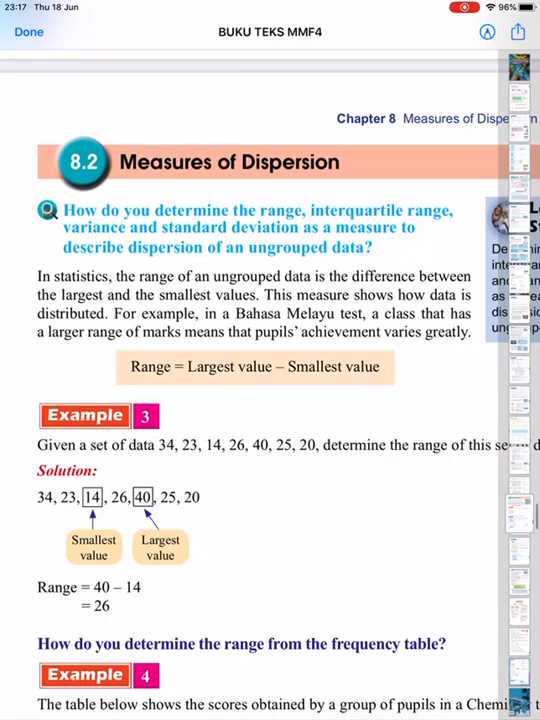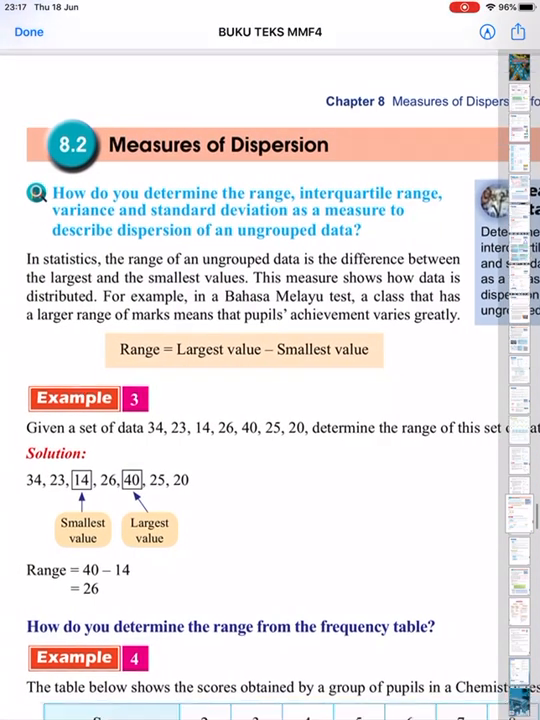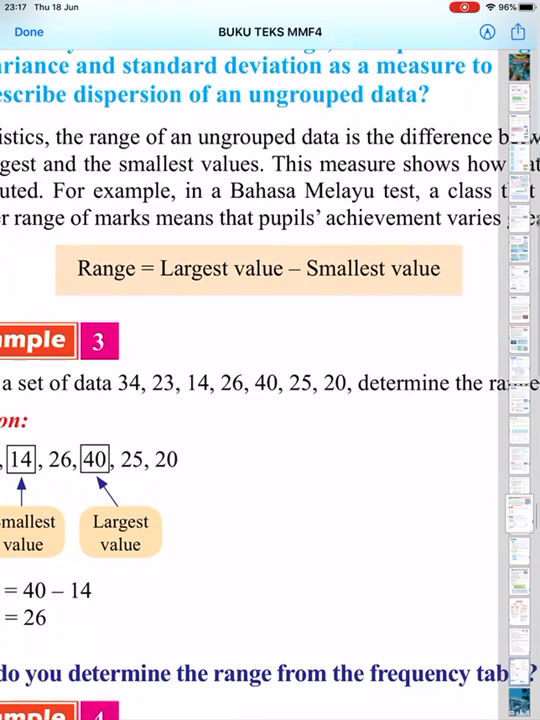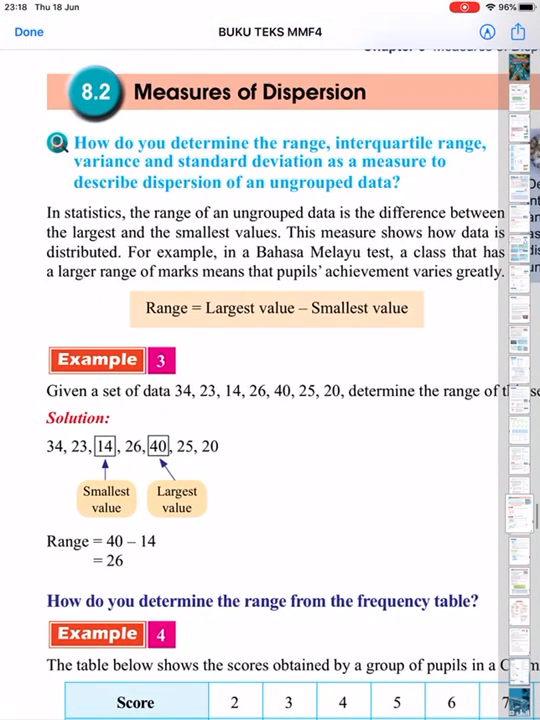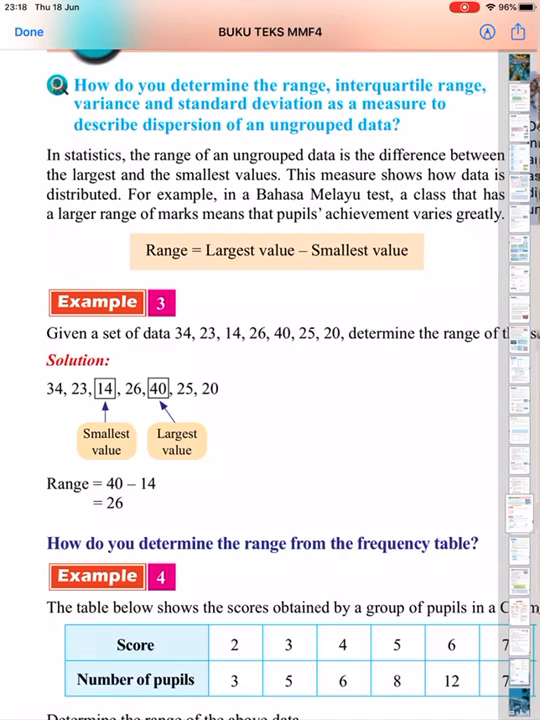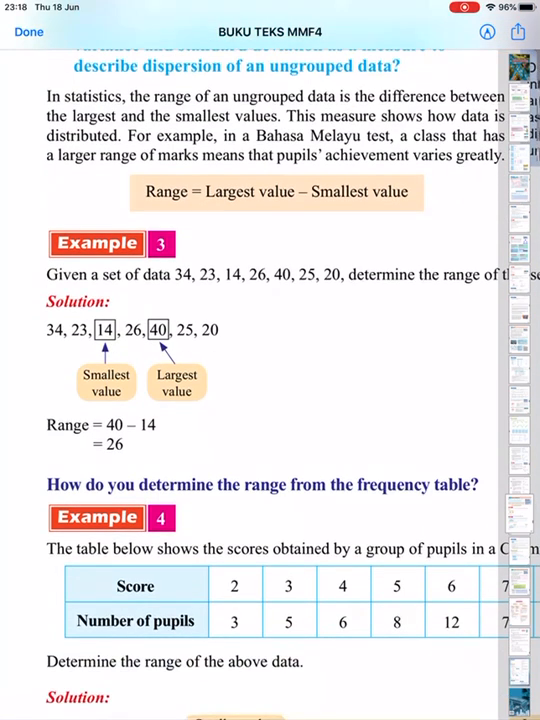Okay, look at example 3 here. Given a set of data 34, 23, 14, 26, 40, 25 and 20. So you must determine the smallest value and the largest value of the data. Then you subtract them, then you get the value for range. 40 minus 14 equals 26. So the range is 26.